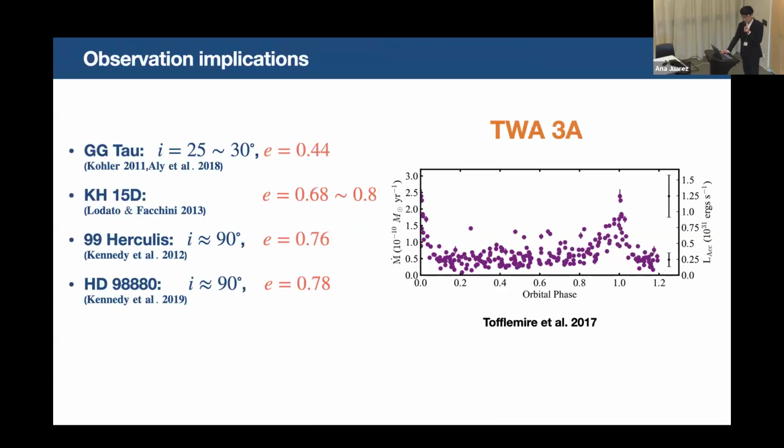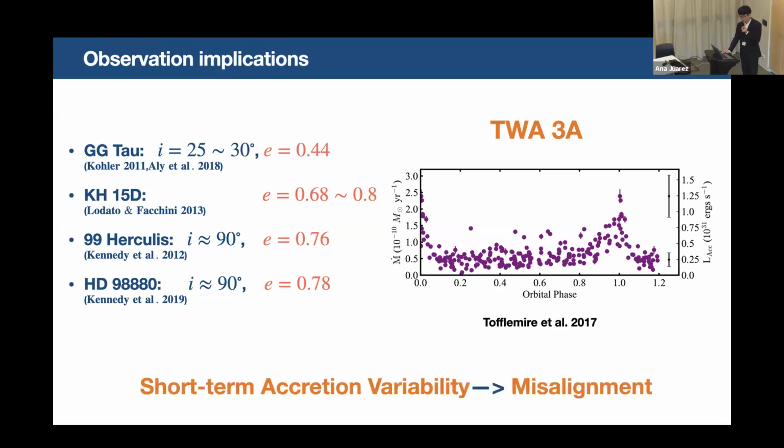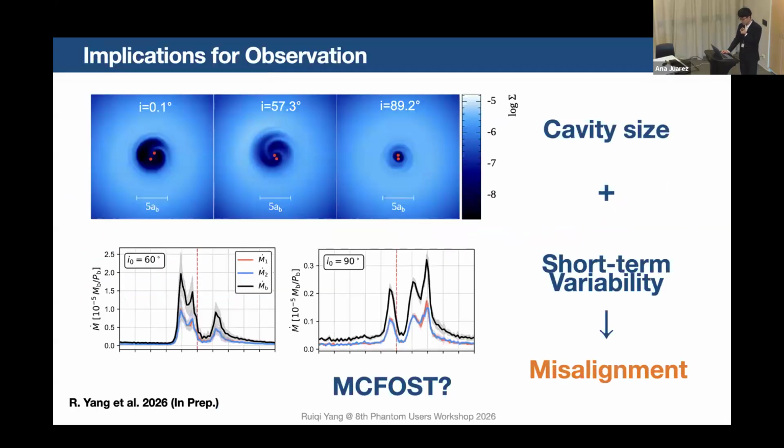Another implication is for observation. With more and more such circumbinary disk systems being observed, we will have more accretion data, like the red figure shows. We can fold them into one orbital phase and see the dominant pulse relation with the orbital phase. Then we can use our short-term accretion variability results to help constrain the misalignment of these systems.